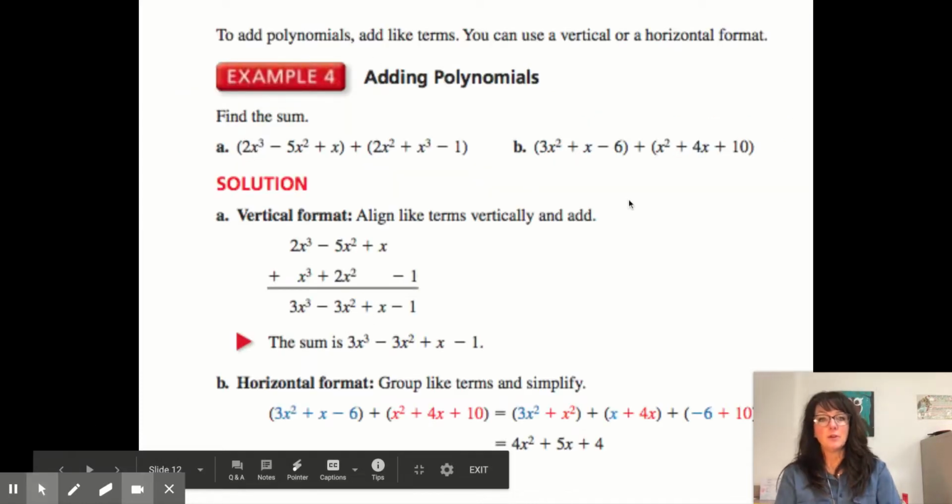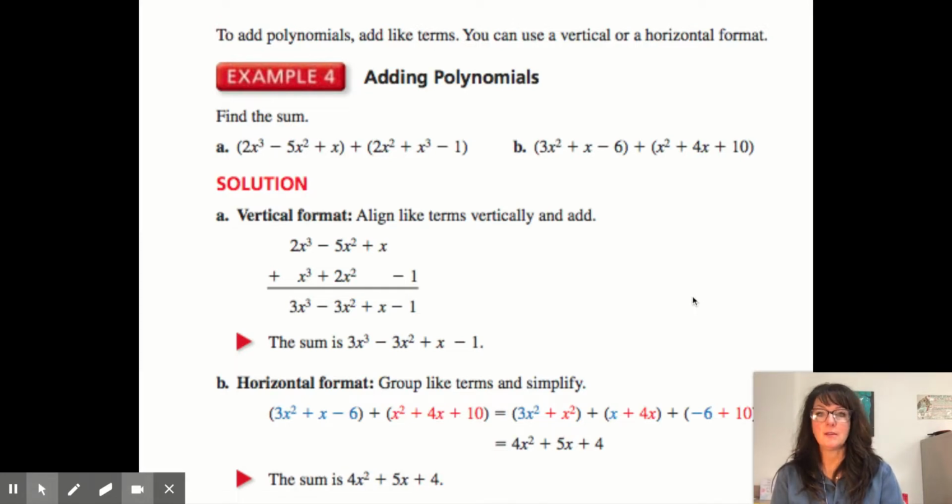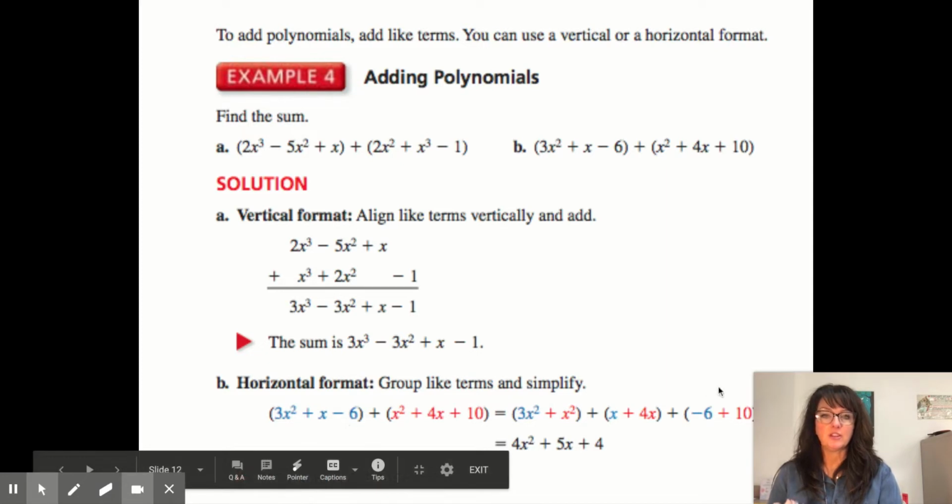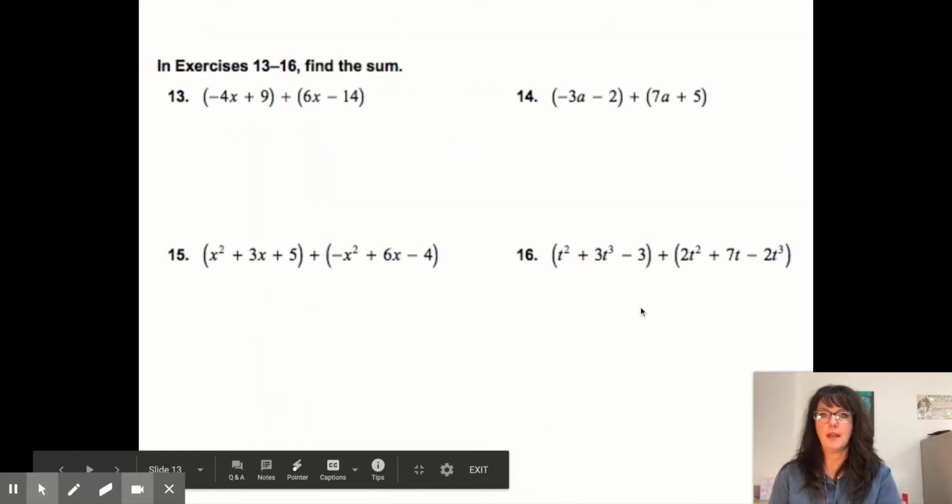All right. Now we're going to be adding them. So to add polynomials, you want to add like terms. You can use vertical, horizontal method. I will not be showing you the vertical. I'm actually going to be showing you this, but not with as many steps. So stay tuned. Let's just go right into this.